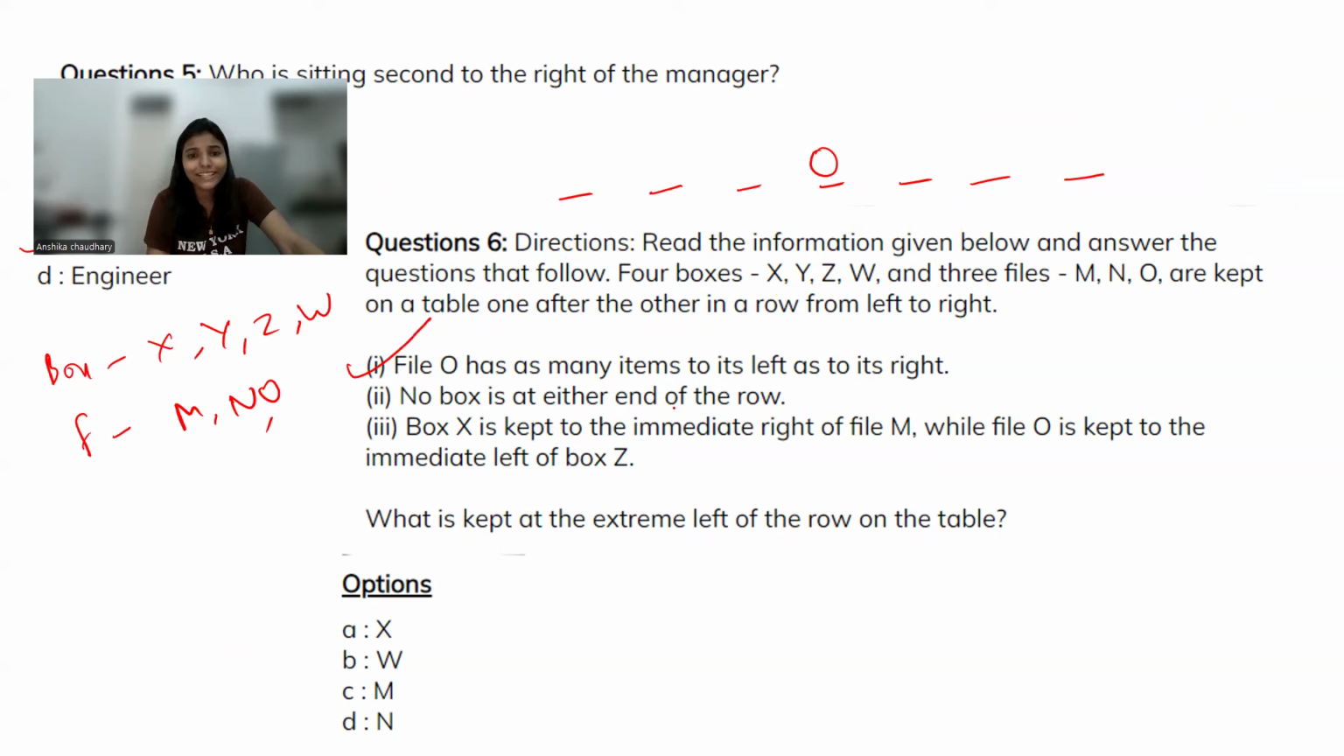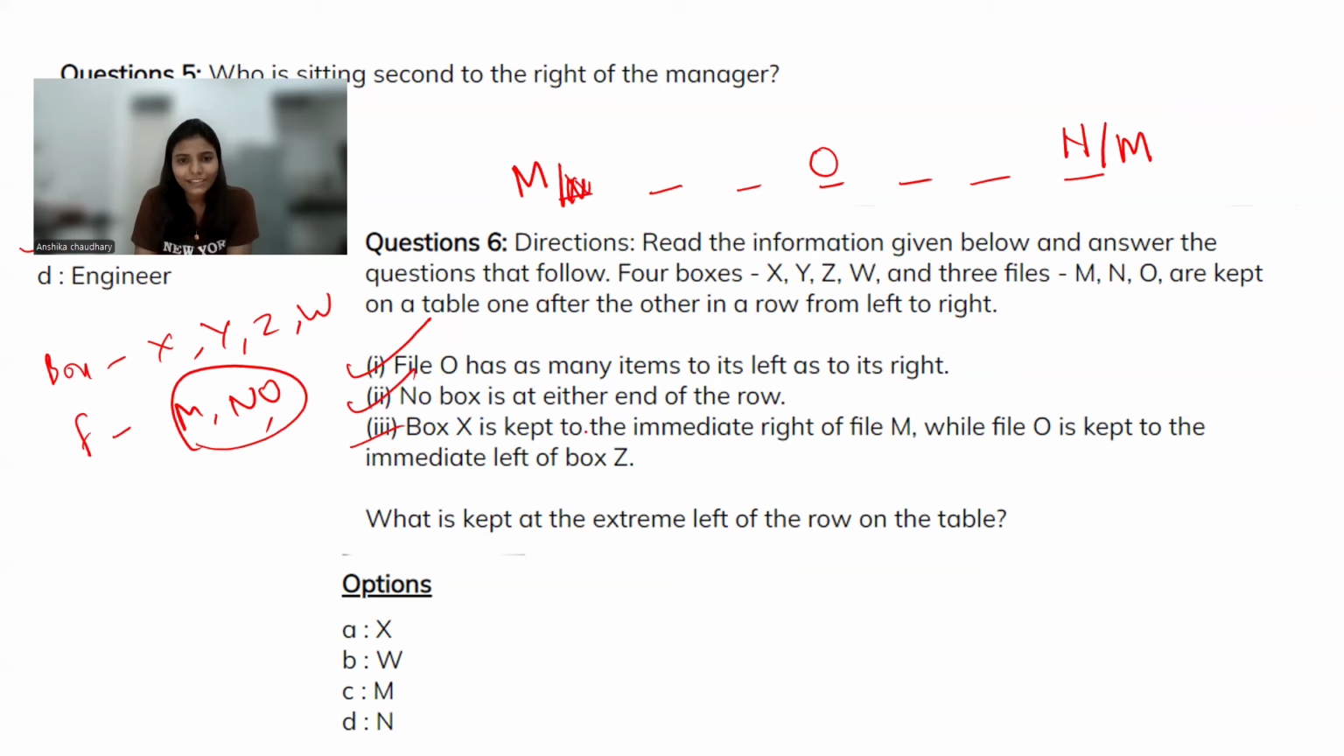Now no box is at either end of the row, so here box cannot come. No box is at either end of the row, so boxes are X, Y, Z, W. So we cannot put X, Y, Z, W on the end of the row. Okay. Now, I can say that if only 3 files are there, M, N and O, and O is already fixed, so M would be here or N would be here, or N would be here or M would be here, right? This is the combination only left. We have done with this as well.